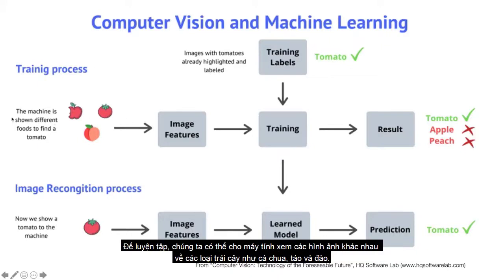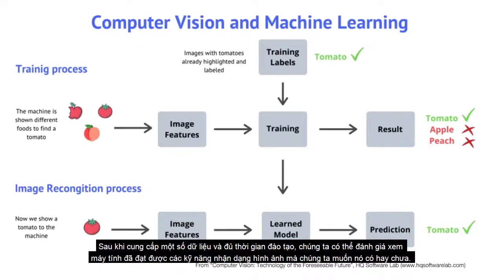So for training, we can show the computer various pictures of different fruits, different food, such as tomato, apple, and peaches, and we feed them into the computer and train them by telling them that this is what a tomato is supposed to look like, and this is what an apple is supposed to look like, what a peach is supposed to look like. And then after several data fed into the computer and lengthy training, we can assess if the computer has gained the image recognition skills that we want it to have.